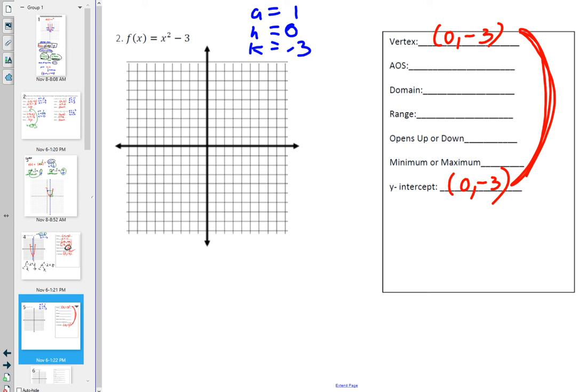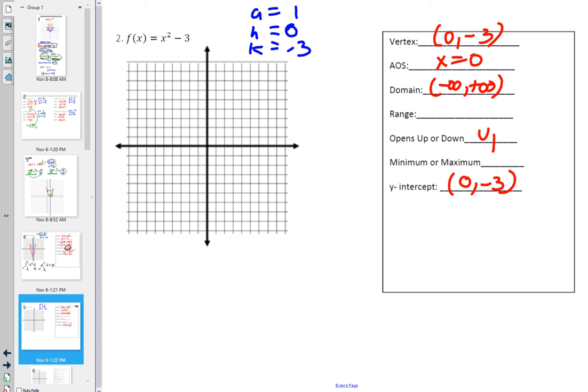This is going to change direction on the y-axis. The axis of symmetry will be at x equals 0. The domain is still negative infinity to positive infinity. The range is going to be where? If this parabola is going up and therefore it has a minimum, what's the range going to be?